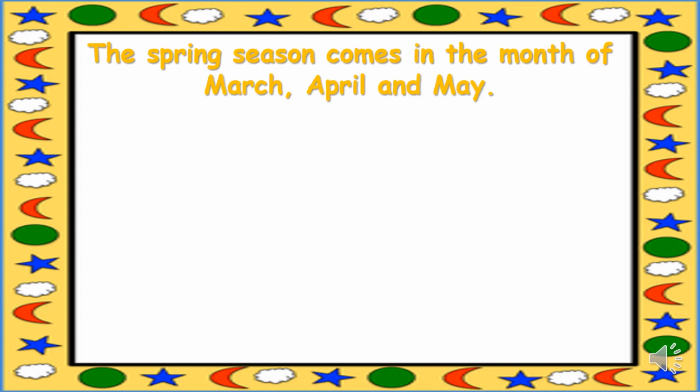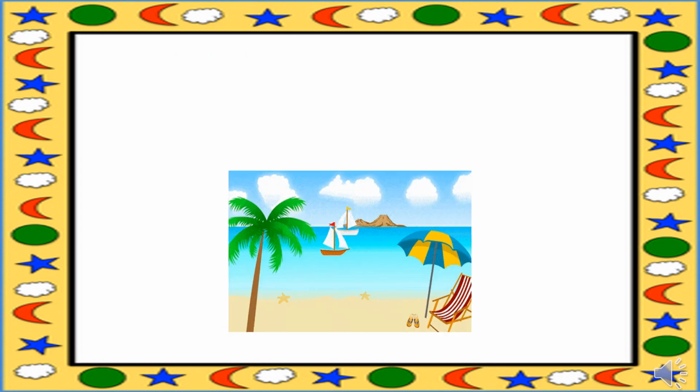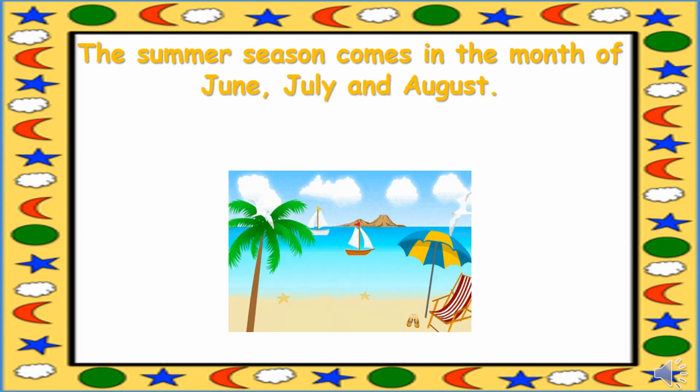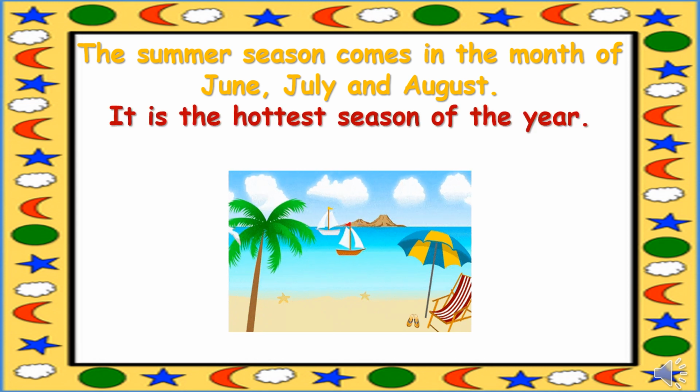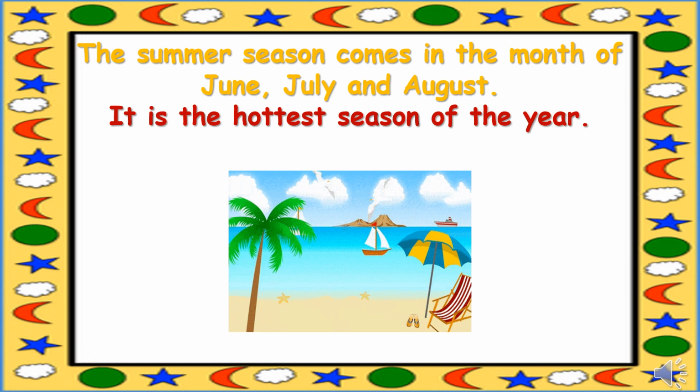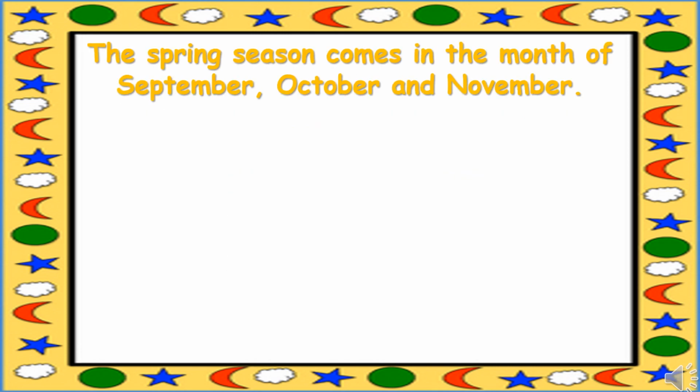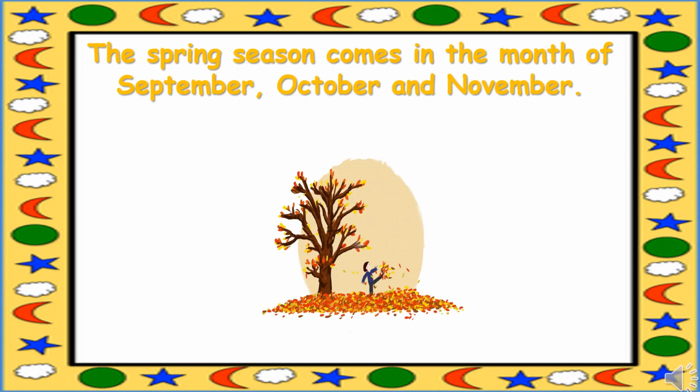The spring season comes in the month of March, April, and May. The summer season comes in the month of June, July, and August. It is the hottest season of the year. The autumn season comes in the month of September, October, and November.